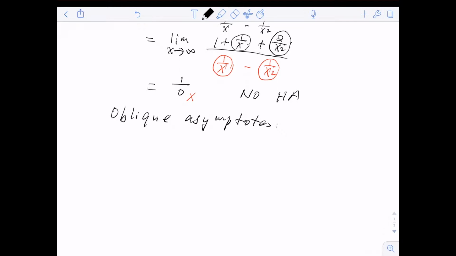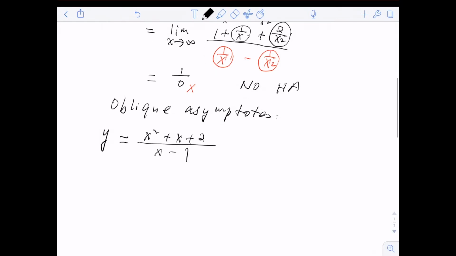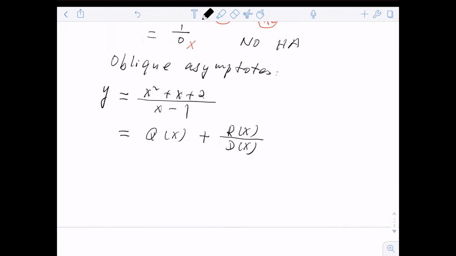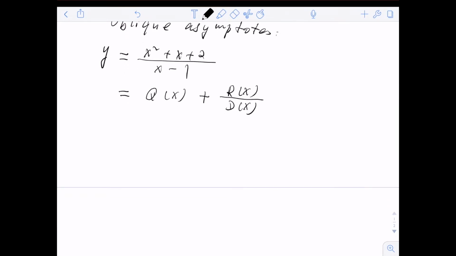Here is the way I'm going to show you. My function was y equals x squared plus x plus 2 over x minus 1. And I'm going to rewrite it in a new form using long division. I'm going to write it in the normal division identity, which becomes a quotient plus a remainder over my divisor. Okay, so let's try writing it the new way.